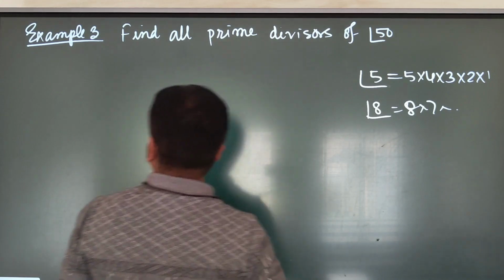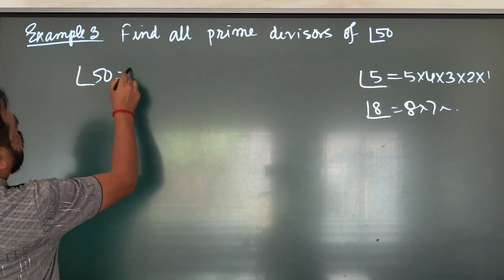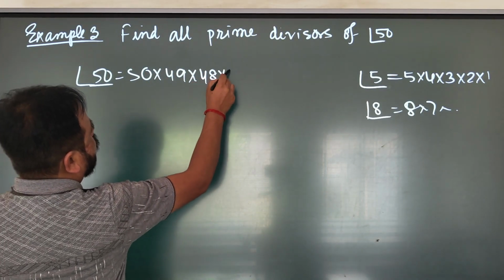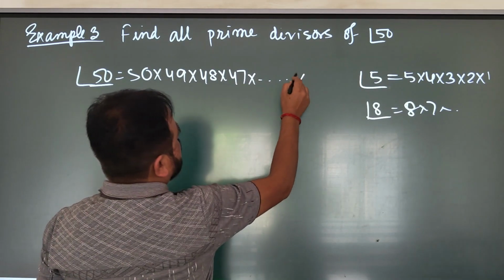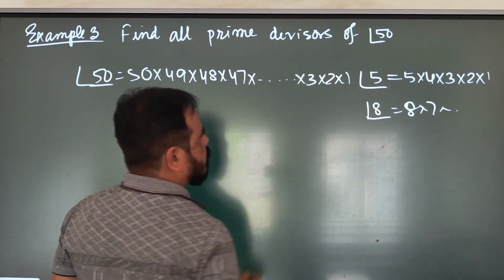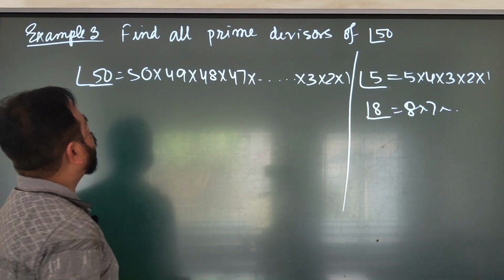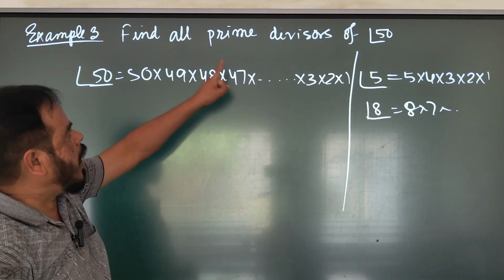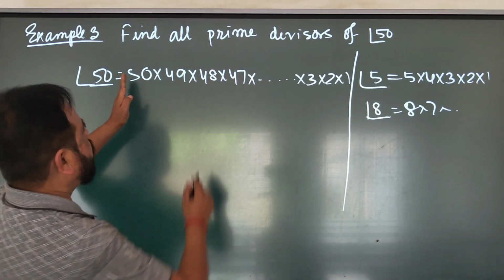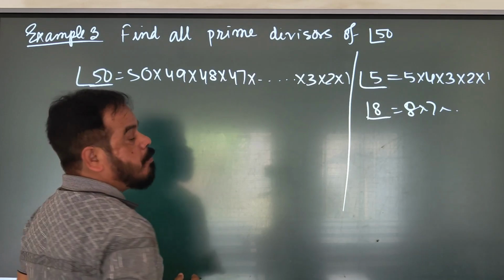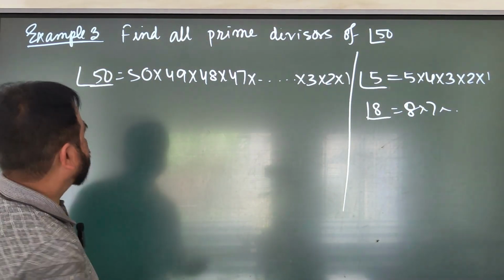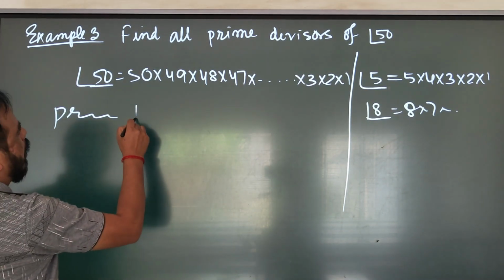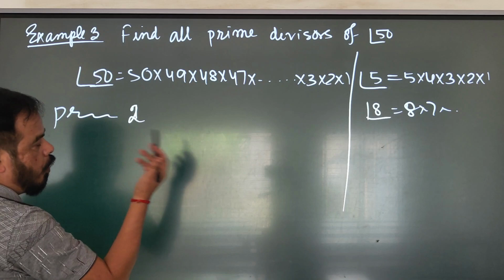So factorial 50 means 50 into 49 into 48 into 47 and so on down to 3 into 2 into 1. This is the meaning of factorial 50. What we have to find out? Find all prime divisors of factorial 50. That means from 50 to 1, which are the prime numbers? That is what we have to find out. So from 50 to 1, we can find all prime divisors. 1 is neither prime nor composite.